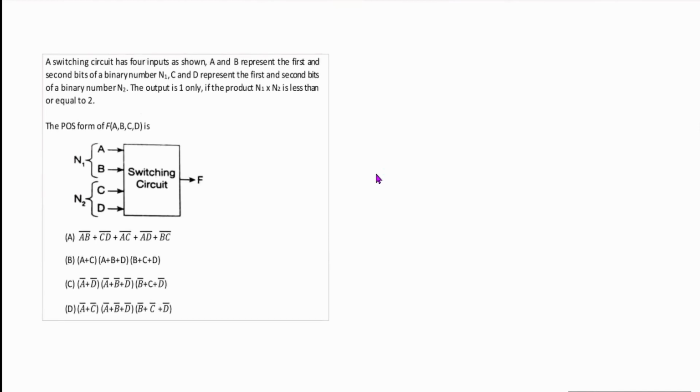This question is saying that a switching circuit has four inputs, that is A, B, C and D. AB represent the first and second bit of a binary number N1. So you have one number N1 and A and B are two bits. C and D represent the first and second bit of binary number N2. So N2 is another number having two bits, C and D. The output is 1 only if the product of these two numbers is less than or equal to 2. So this is my situation.